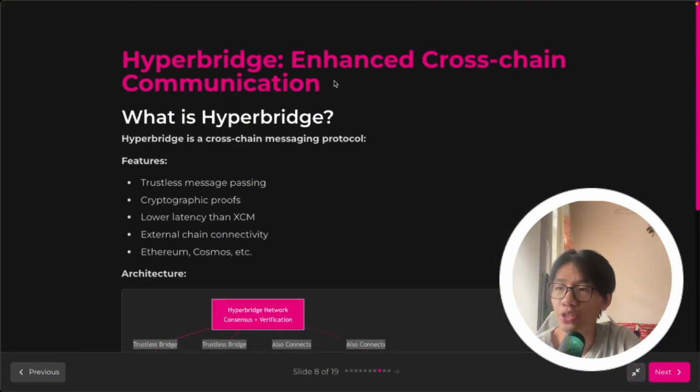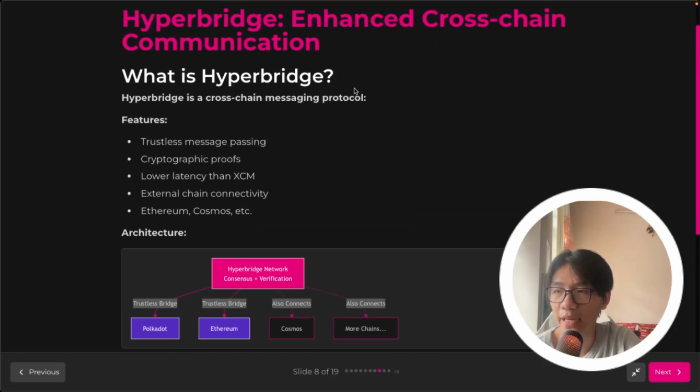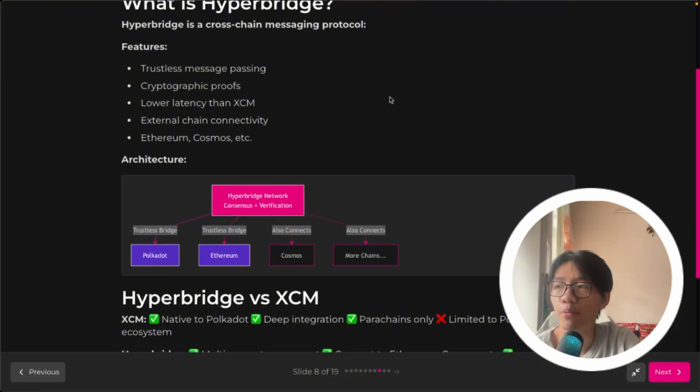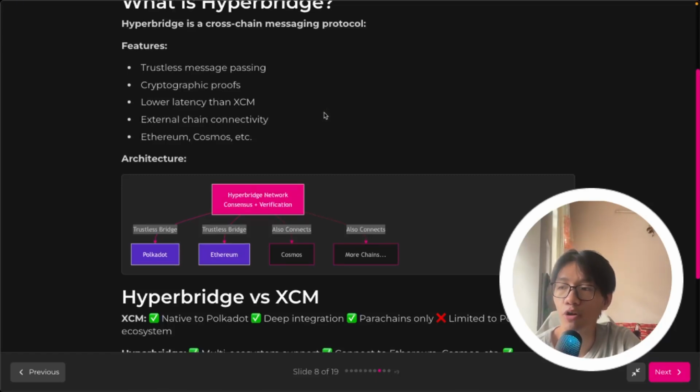And for Hyperbridge, it enhances cross-chain communication. So what is Hyperbridge? Hyperbridge is a cross-chain messaging protocol. The features of Hyperbridge are trustless message passing, cryptographic proofs, lower latency than XCM, and external chain connectivity, such as Ethereum, Cosmos, etc.